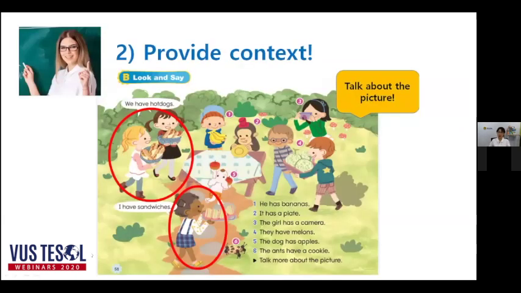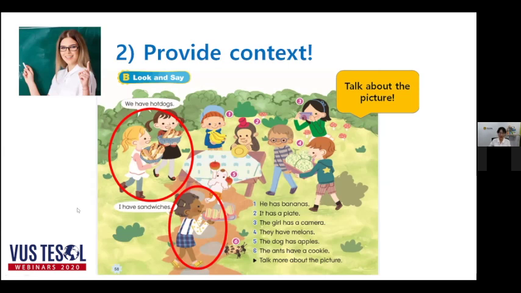Let's look at this one. Let's look at these two girls in the picture. We have hot dogs. Now we know. Now we understand, right? We have hot dogs. The girl has hot dogs here, right? Can you see the hot dogs? And let's look at this girl. I have sandwiches. Now I understand, right? She has sandwiches.